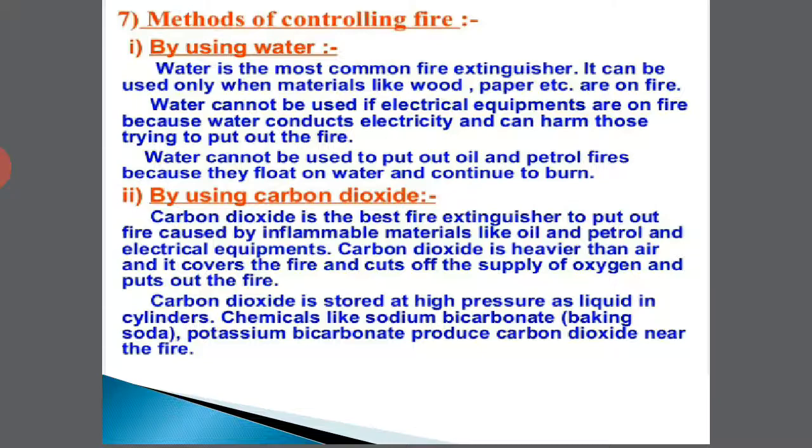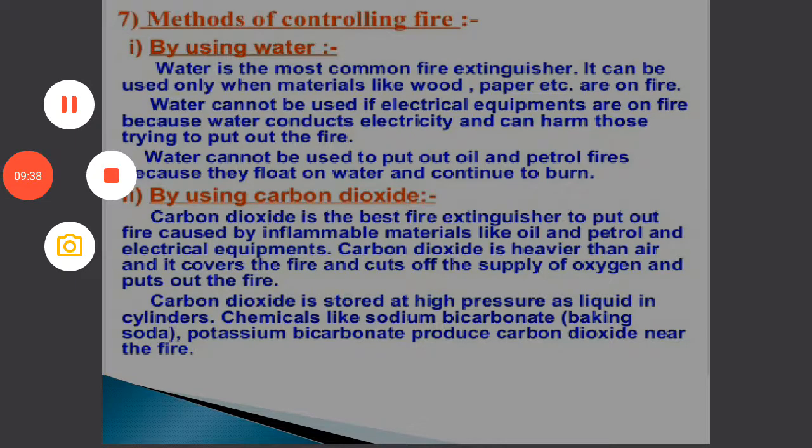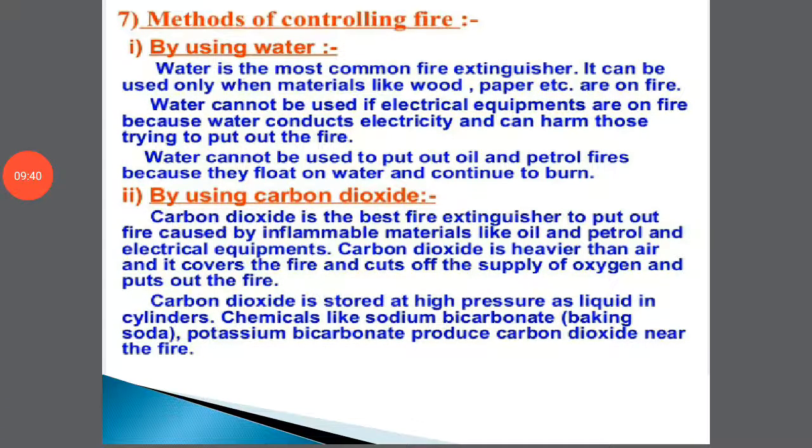Okay, got it? We can use either water or carbon dioxide. Both will help in controlling the fire, but water has limitations. We cannot use water if the fire is caused due to electrical appliances or due to oil or petrol.